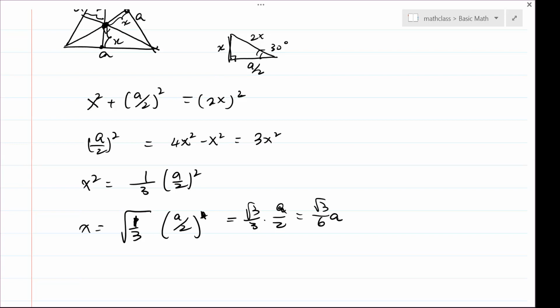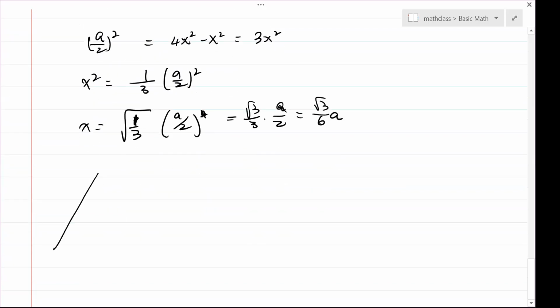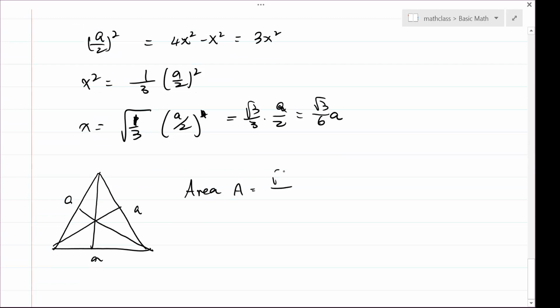But there are other ways to get it. If we have an equilateral triangle and you know the edge length a, the area of this triangle, remember, is given by square root of 3 over 4 a squared. We already found it.